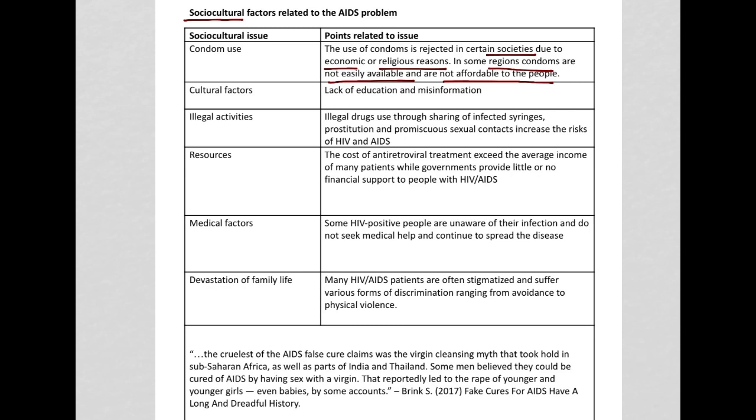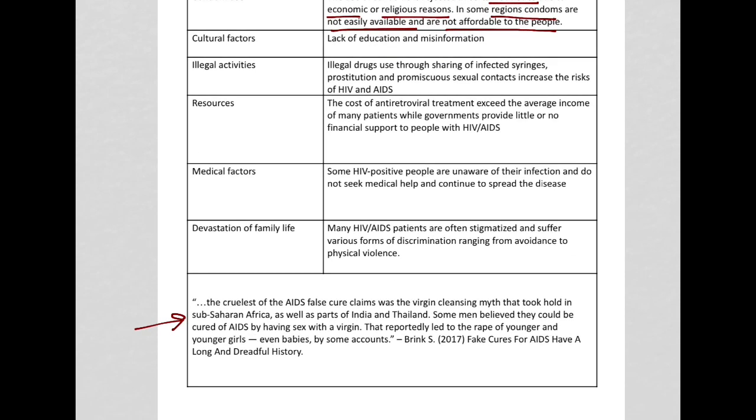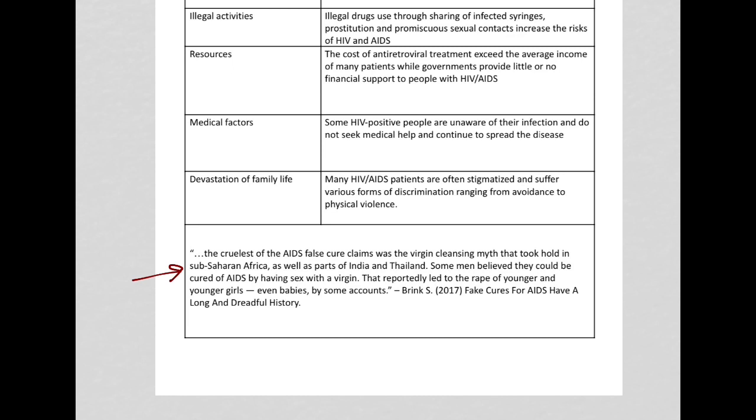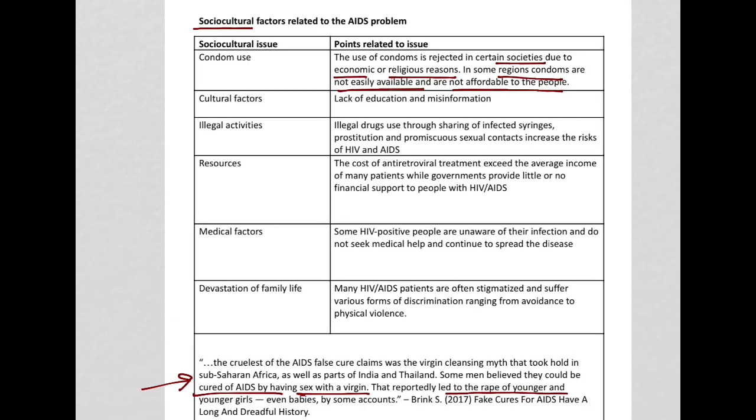There are also cultural factors, lack of education and misinformation. Some people don't even know what it is. There is also the spread of wrong information. For example, there's once where men believed that they could be cured of AIDS by having sex with a virgin. So this reportedly led to the rape of younger and younger girls and contaminating these people.